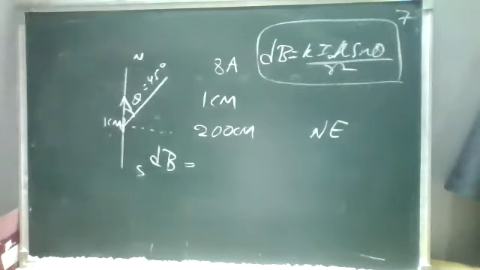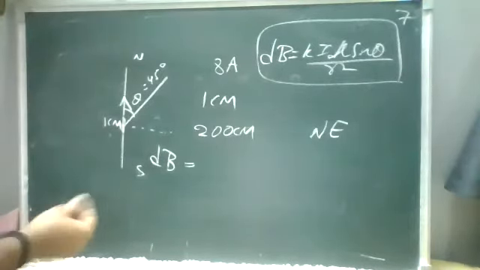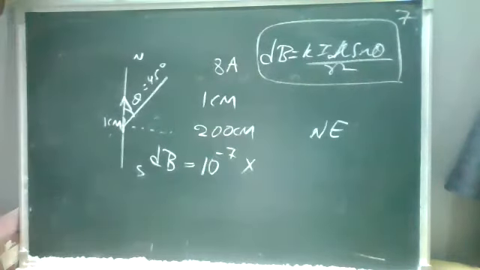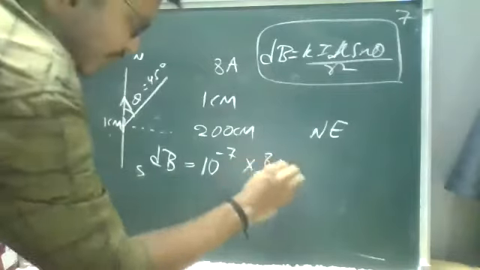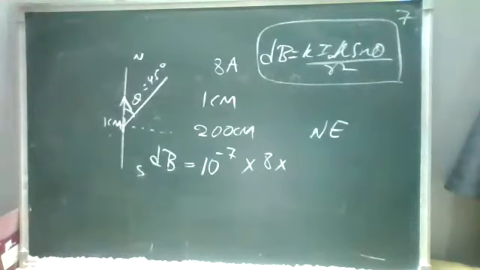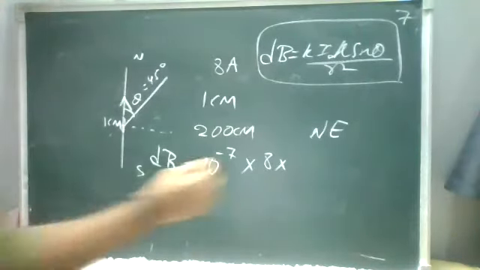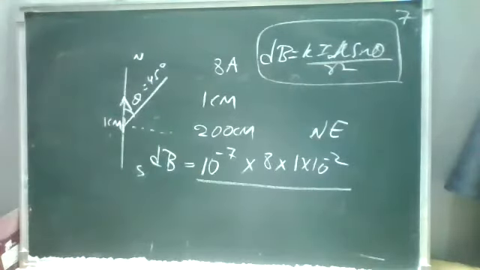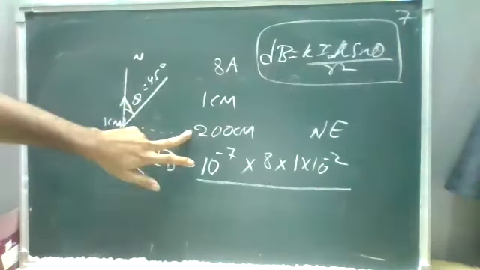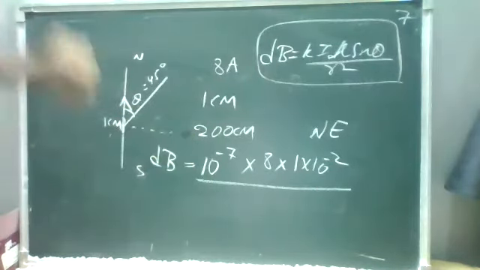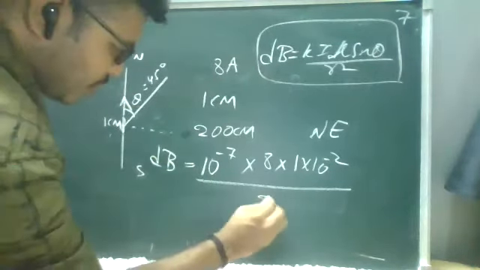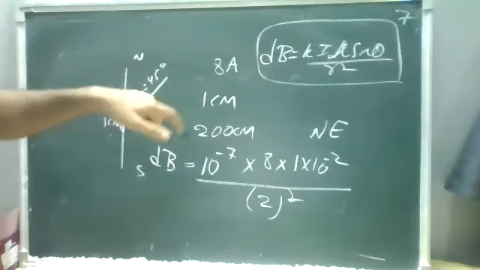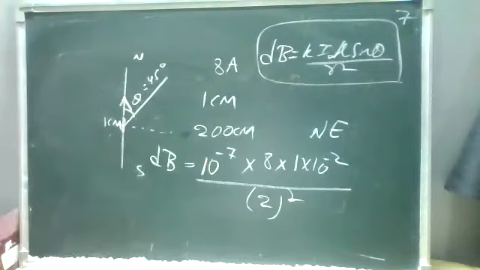So dB is equal to the K value, which is 10 power minus 7, into current 8 amps, into dl. dl is 1 centimeter, I'll convert it to meters: 1 into 10 power minus 2, divided by 200 centimeters. Remember, it is r square. So 200 into 10 power minus 2, whole square. The 10 power minus 2 will get cancelled, so it is 2 square.